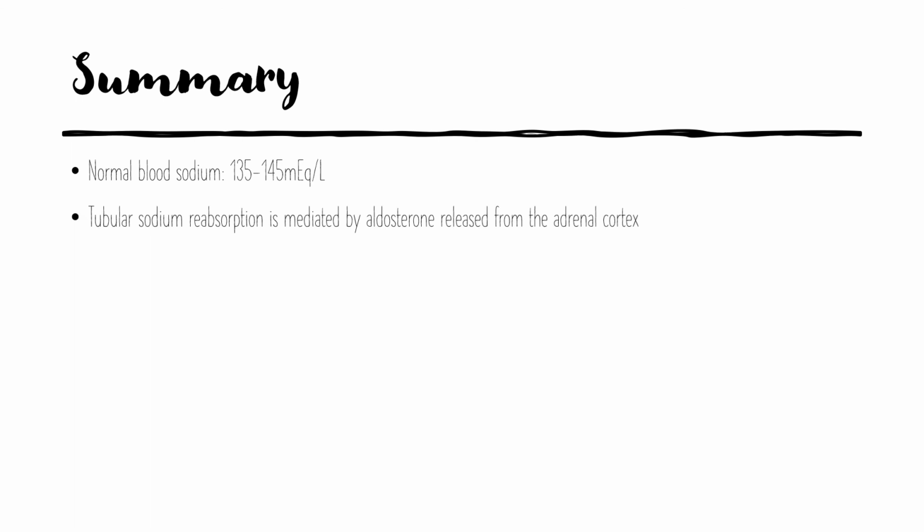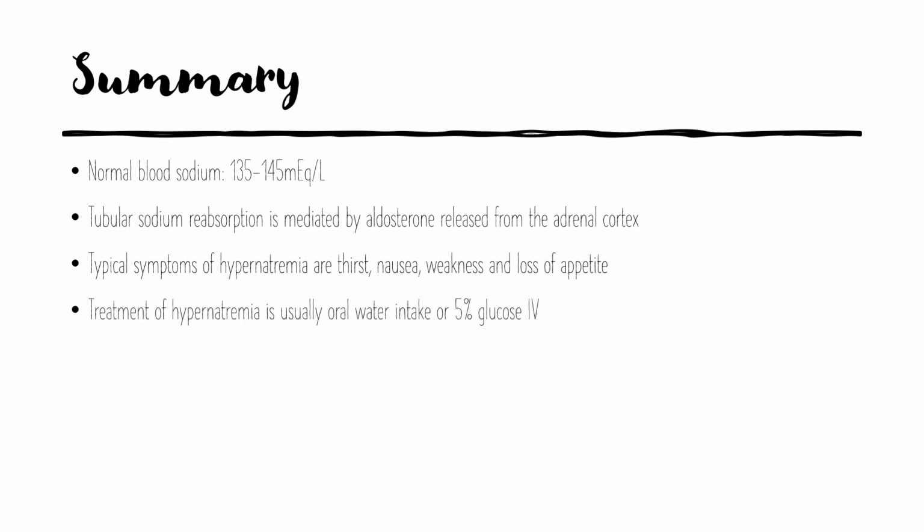Great, let's just briefly revisit what we've mentioned. So we now know that normal blood sodium is between 135 and 145 milliequivalents per litre. Aldosterone is released by the zona glomerulosa cells in the adrenal cortex. This increases tubular sodium reabsorption. Hypernatremia usually presents with thirst, nausea, weakness, and a loss of appetite, so this is high sodium in the blood. We usually treat hypernatremia with increased oral water intake, but if that's not possible, we can give 5% glucose via IV.